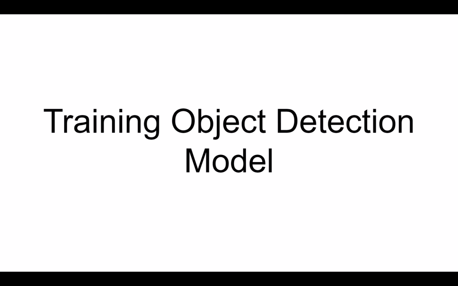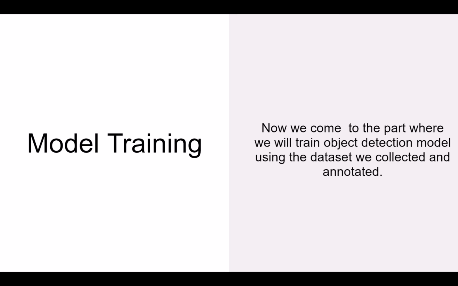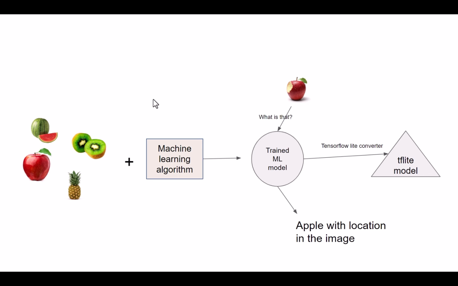Welcome to this lecture. As in the previous sections, we collected the data for model training and we have annotated that data. Now we come to the part where we will train our object detection model using the dataset we collected and annotated. As we know, in order to train the object detection model, we first have our annotated dataset, and then we pass this dataset to our machine learning algorithm.